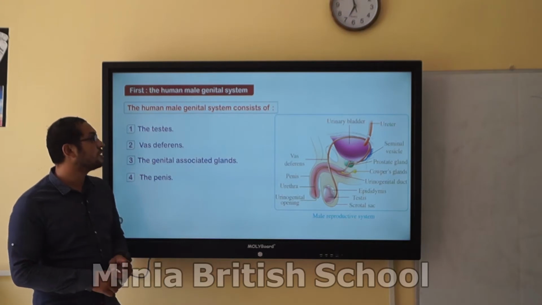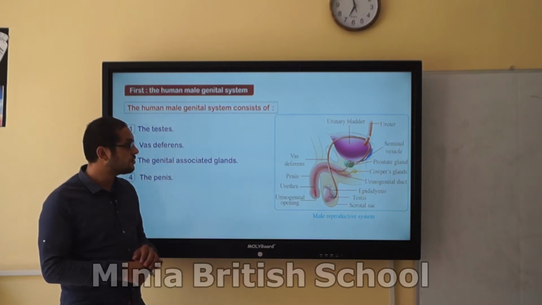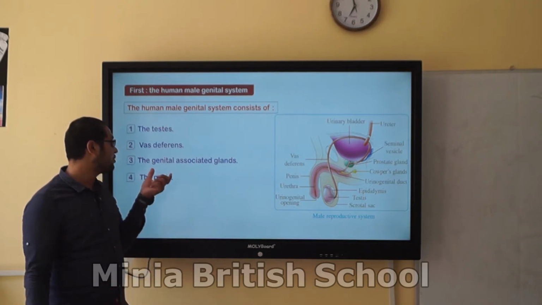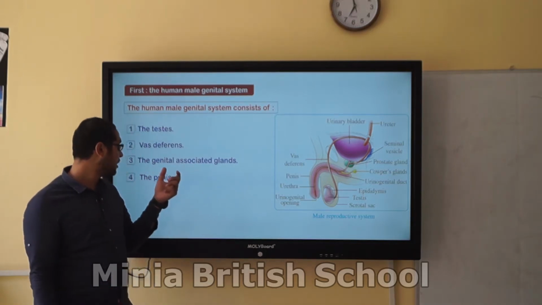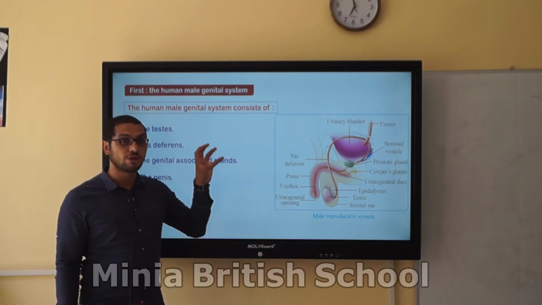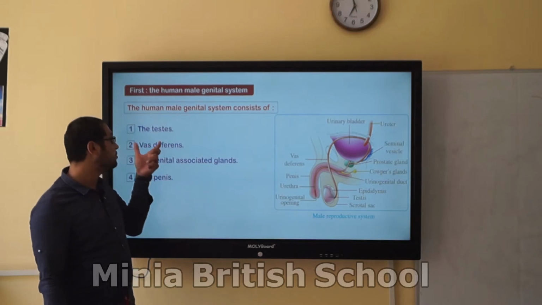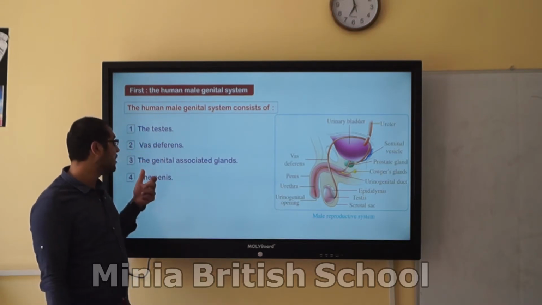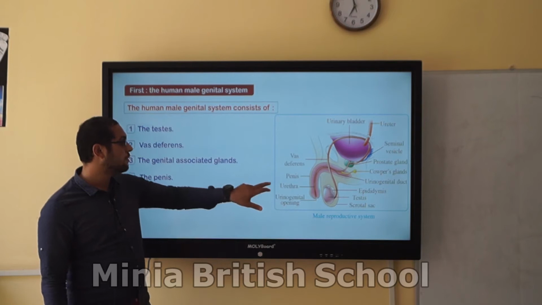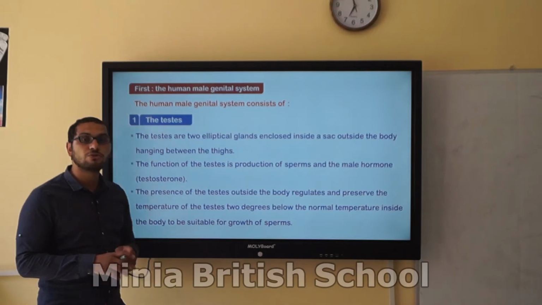The male genital system consists of four main parts: the two testes, the two vas deferens, the genital associated glands, and finally the penis. Okay, so the male reproductive system consists of four main parts: the two testes, the two vas deferens, the genital associated glands, and the penis. Okay, let's start with the first component, which is the two testes.